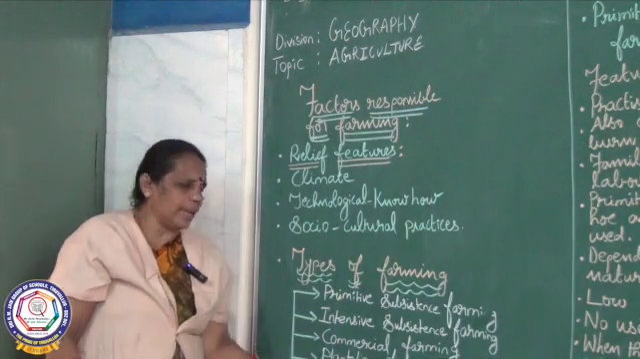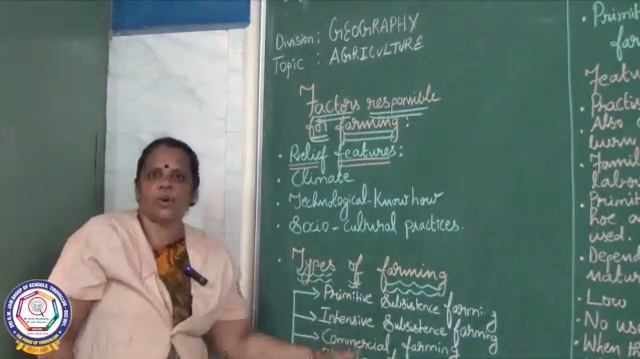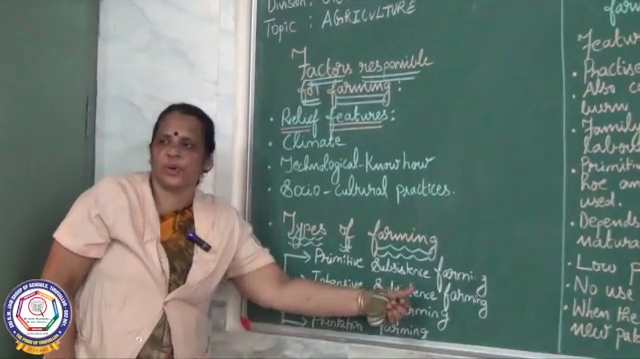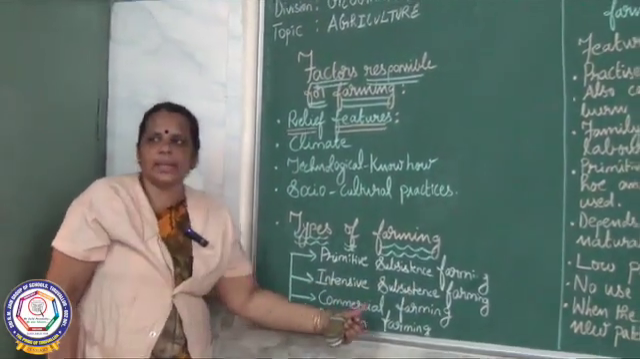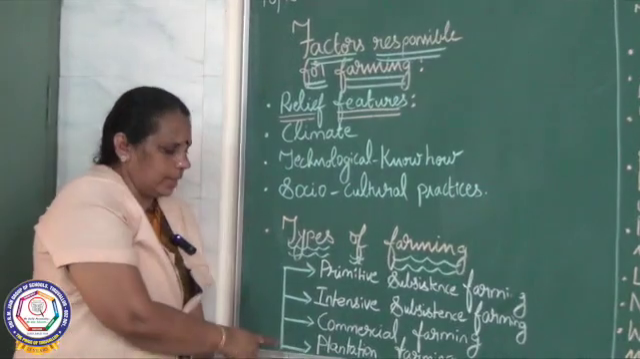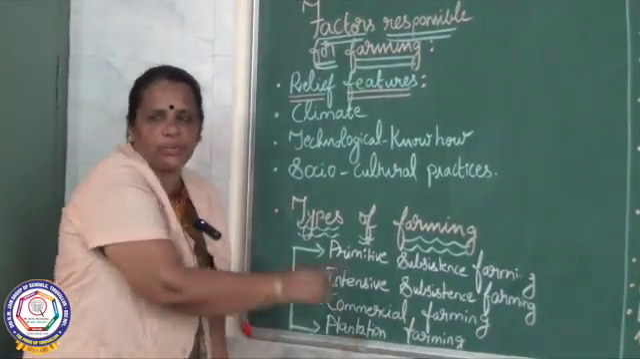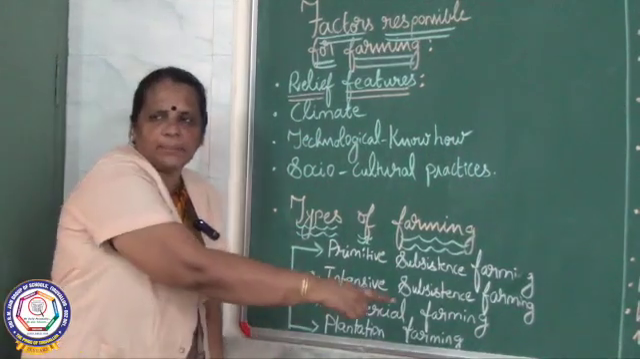When you talk about the types of farming, there are 4 main types. The first one is primitive subsistence farming. The second one is intensive subsistence farming. The third one is commercial farming. The fourth one is plantation farming.